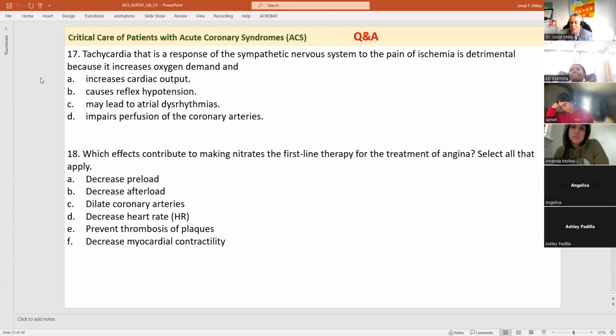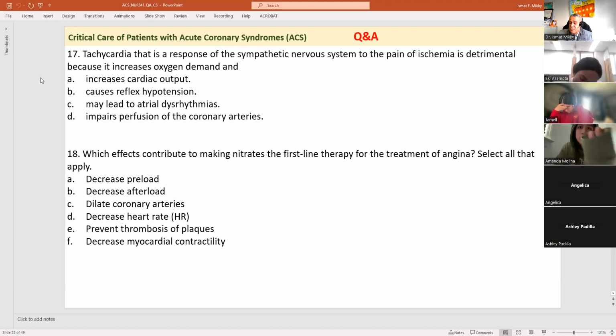So A, decrease preload. And also B, it will decrease the afterload. It will decrease both preload and afterload, right? Preload is the amount of blood before the systole, and the afterload is the resistance within the systemic circulation blood vessels. So yes, it decreases preload and it decreases afterload.